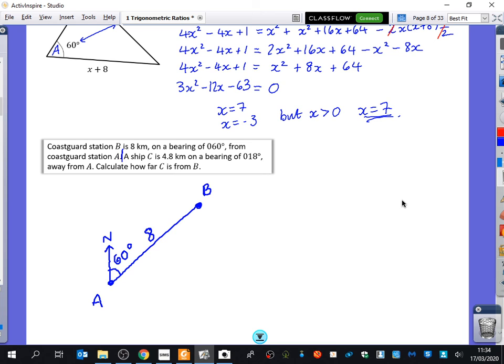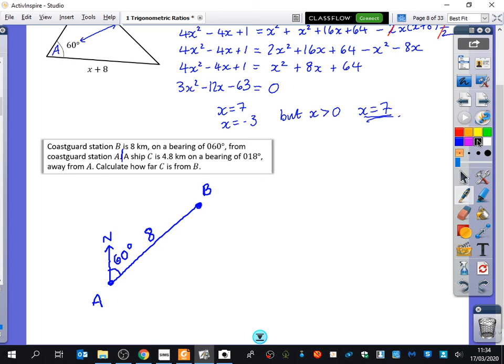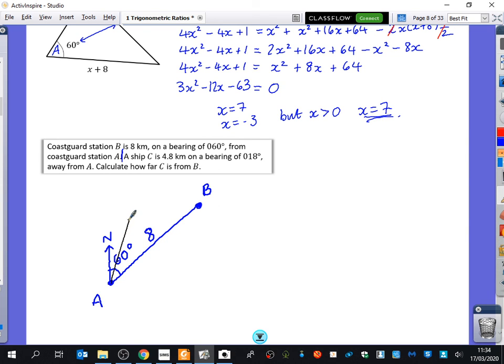So where is C roughly going to be? Kind of, yeah, to the left of B. It's going to be in between them because it says it's got a bearing of 18 degrees away from A. So let's go to this pen that we've got here. And it's only 4.8, so it's going to come up here like this. That's where C is going to be. This is 18 degrees, and that length of the line is 4.8. So you can see how a diagram can become pretty messy pretty quickly.